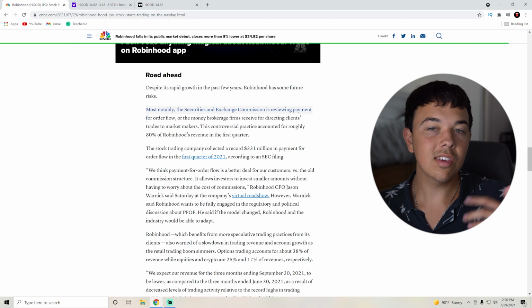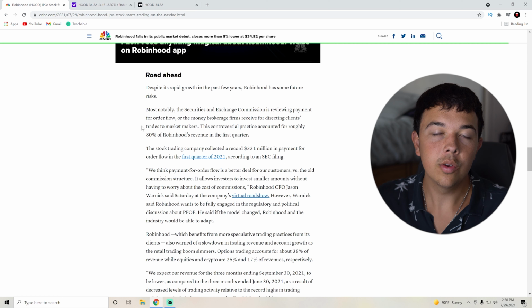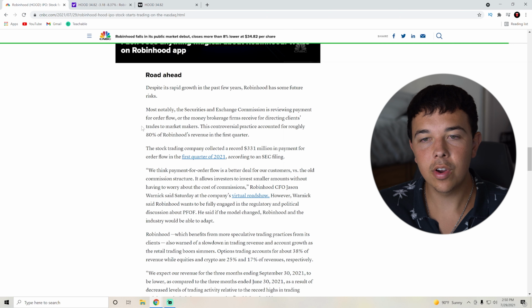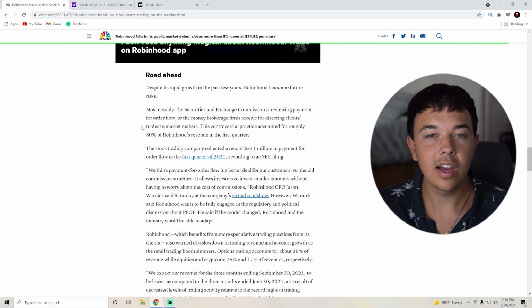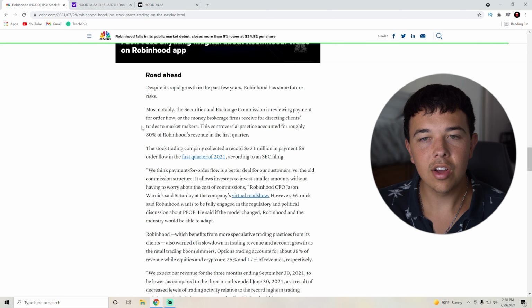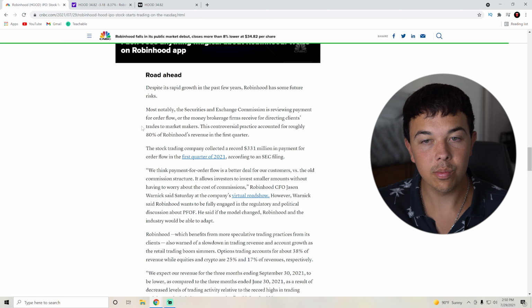Most notably, the Securities and Exchange Commission is reviewing payment for order flow, which is where they make a majority of their money, or what brokerage firms receive for directing clients' trades to market makers such as Citadel, the almighty Citadel. This controversial practice accounted for roughly 80% of Robinhood's revenue.